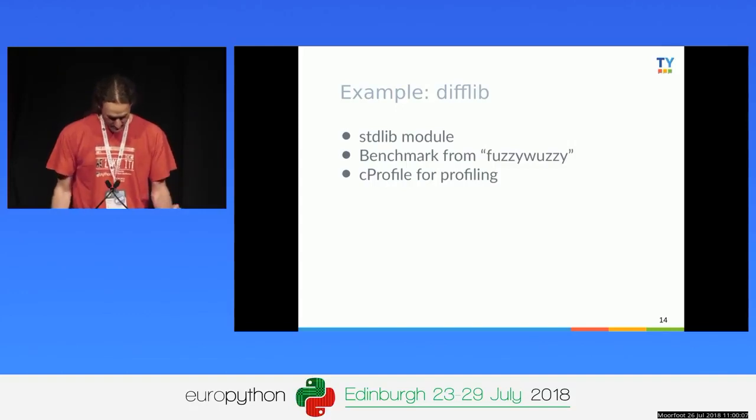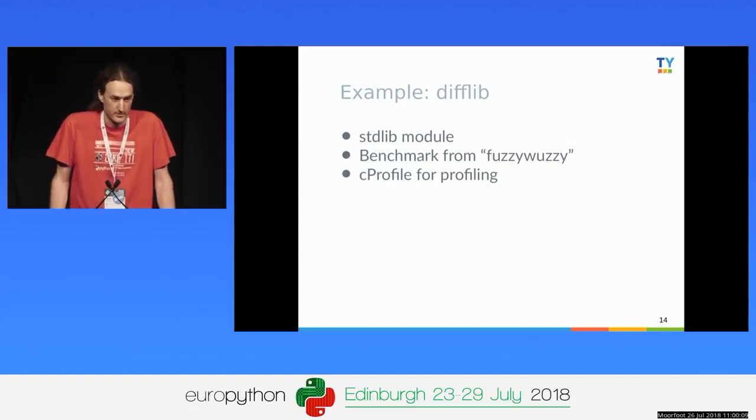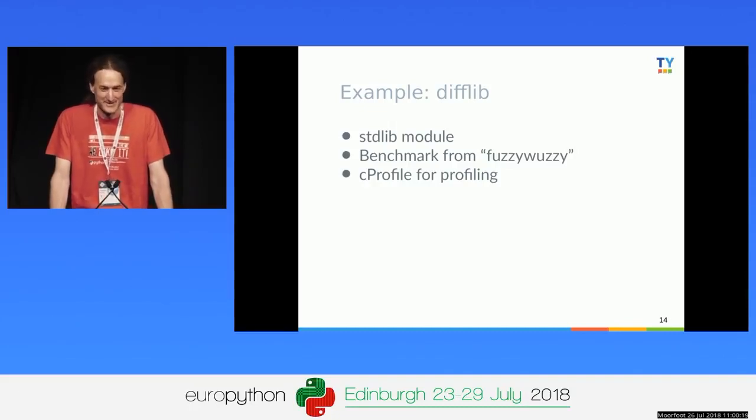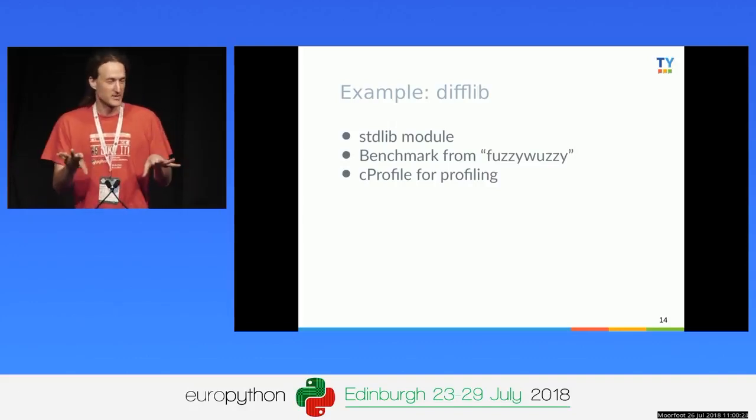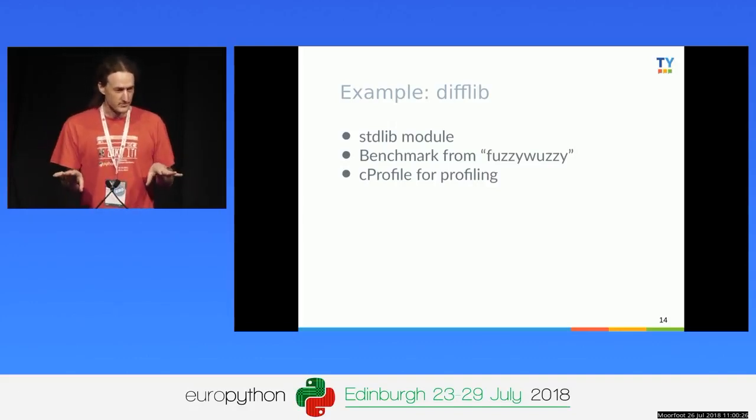Second example, optimizing Python code. I chose difflib. Who knows difflib from the standard library? Not so many people. You should look through the standard library documentation. There's lots of nice goodies in there. So what difflib does is you can pass two sequences in there, and it's going to compare them and tell you where the difference is.